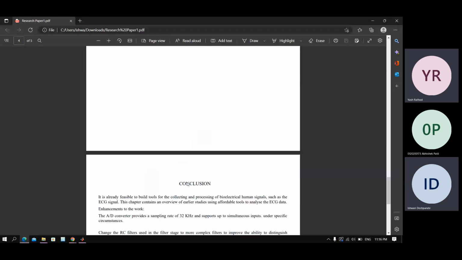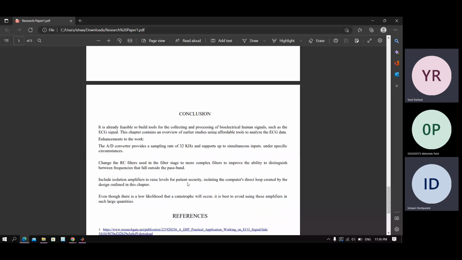The conclusion is that it is already feasible to build tools for collecting and processing bioelectrical human signals, such as the ECG signal. The chapter contains an overview of earlier studies using affordable tools to analyze ECG data. Enhanced in this work, the AD converter, the analog to digital converter, provides a sampling rate of 32 kilohertz and supports two simultaneous inputs under specific circumstances.